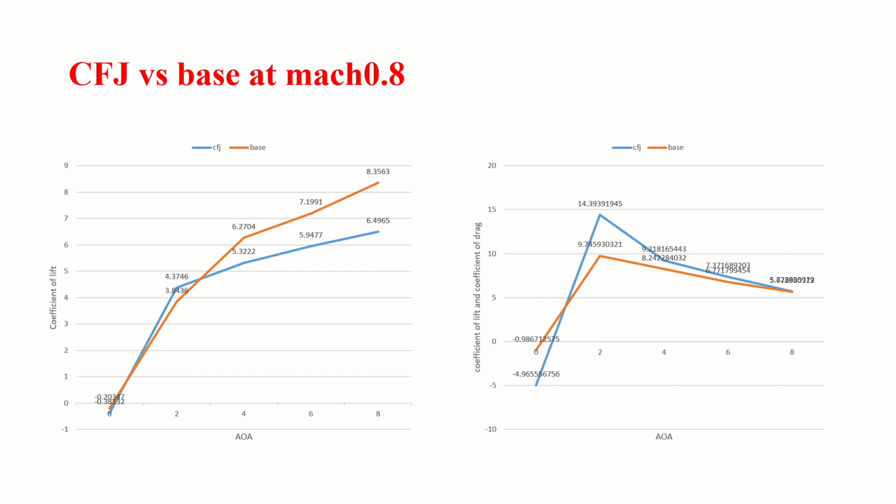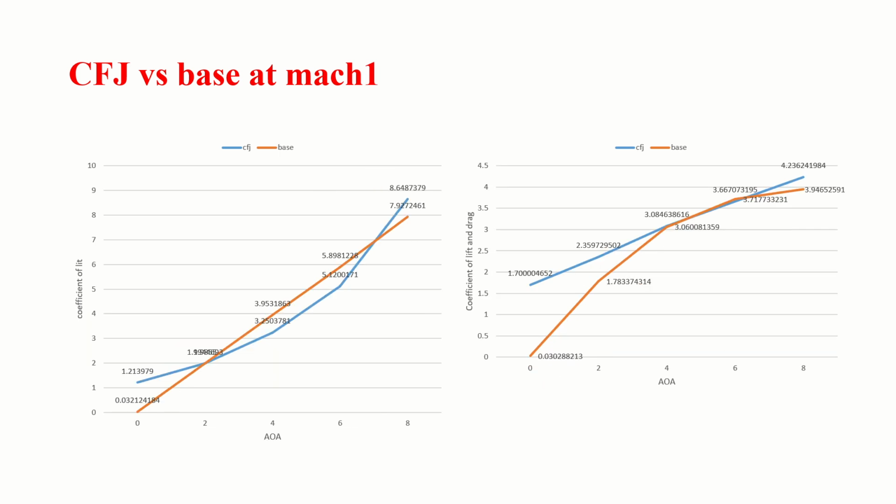So these are the graphs. Comparing CFJ and base at Mach 0.8, the left one is CL versus alpha, where the stall behavior occurs at 8 degrees angle of attack. The right side graph shows CL/CD ratio versus angle of attack, where CFJ shows a CL/CD ratio of 14.39 compared to the base at 9.745.